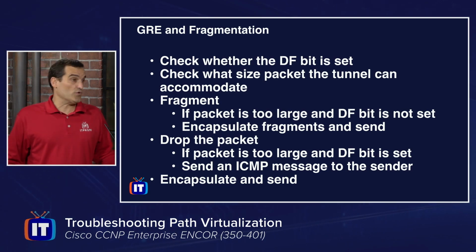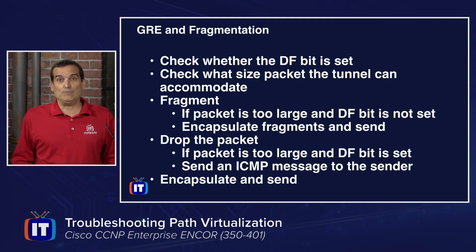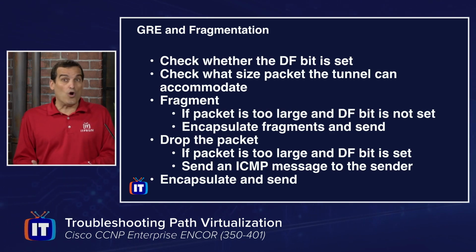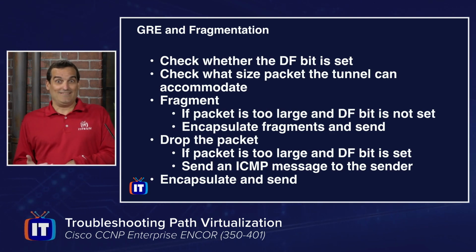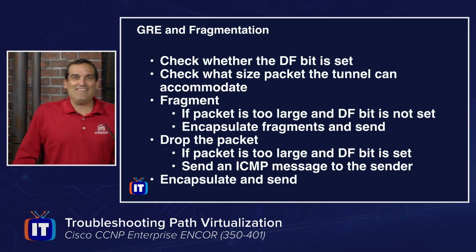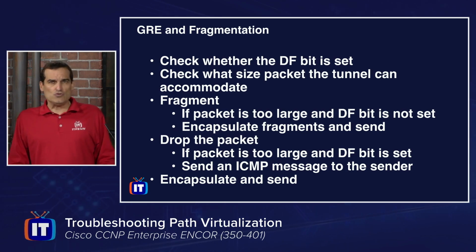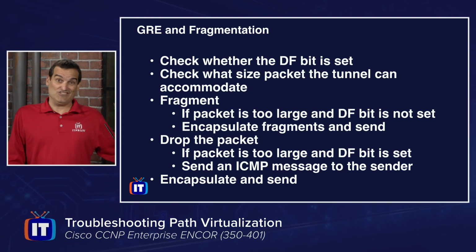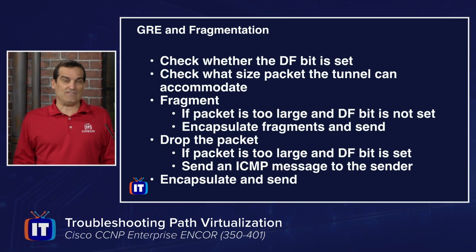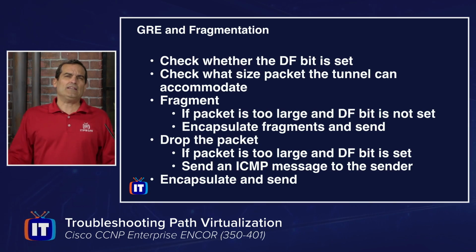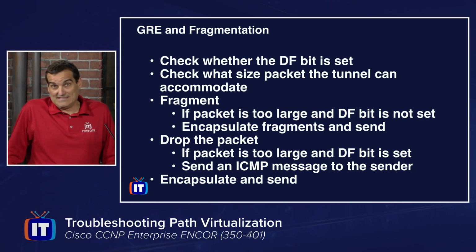The second option, of course, is that it's going to be dropped. It gets dropped if it's too big and the DF bit is set, right? So it can't be fragmented. And then an ICMP message, of course, is going to be sent to the sender that says, just had to drop your packet, sorry. And indications of the inability to fragment can be encoded in the ICMP. And then finally, it could be encapsulated and sent.